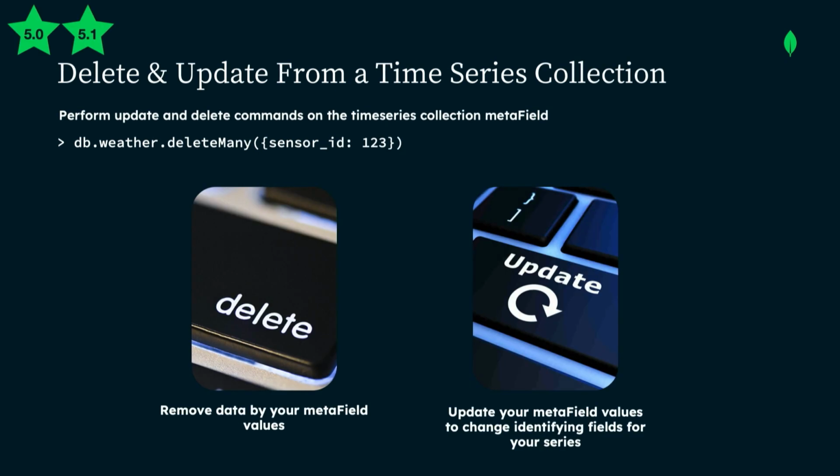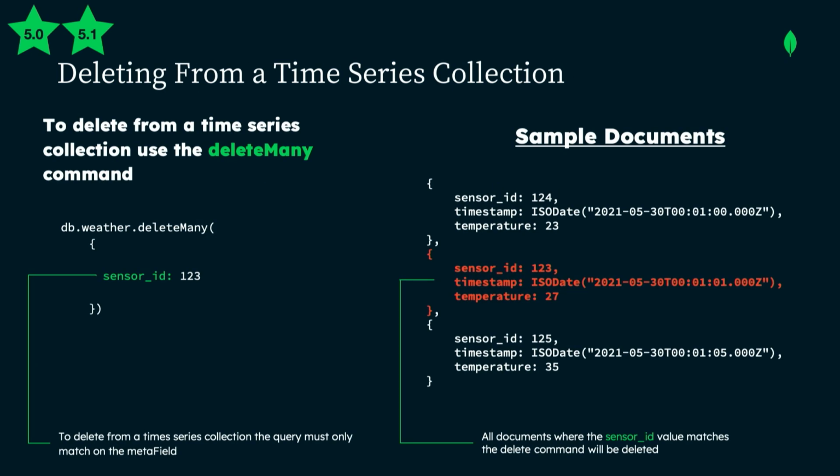In 5.1, we've introduced as well deletes and updates from time series collections. So here you can perform updates and deletes on the metafield values. And this is also working with 5.0. This is an example of a delete. You use the delete many command. And in the match expression, that needs to be a match with the metafield. And in this case, I'm matching sensor 1 to 3. So all of the documents for sensor 1 to 3 will be deleted. Okay.